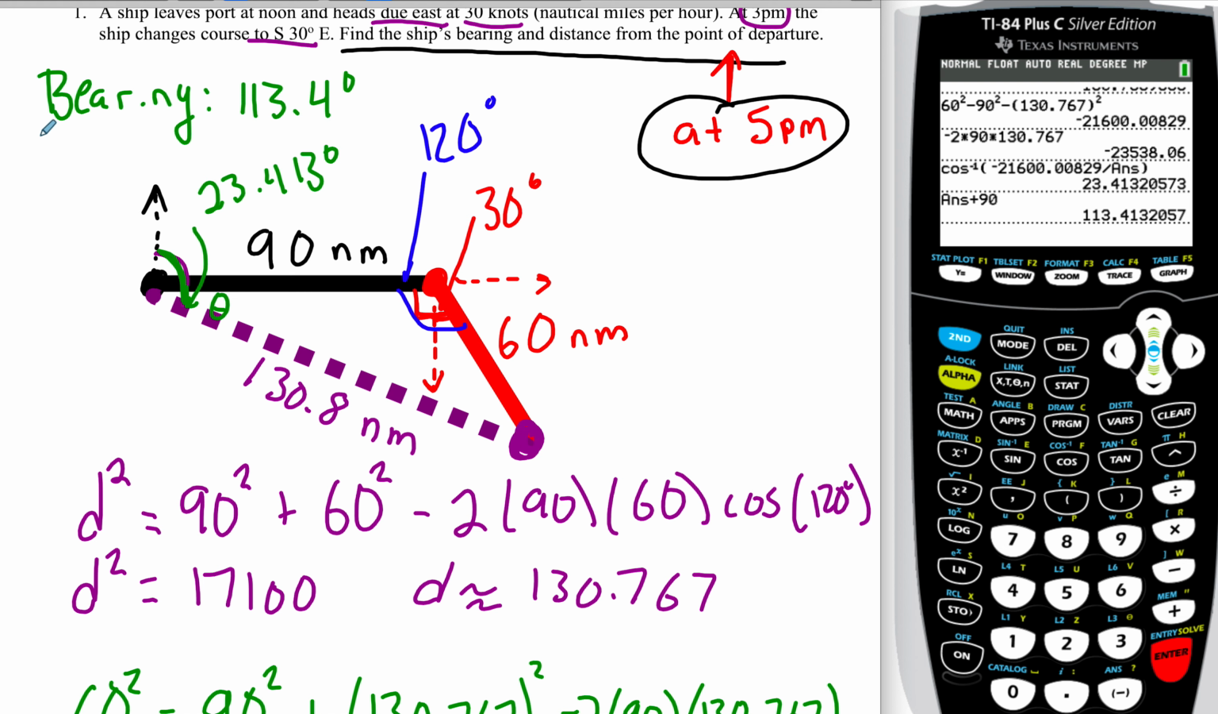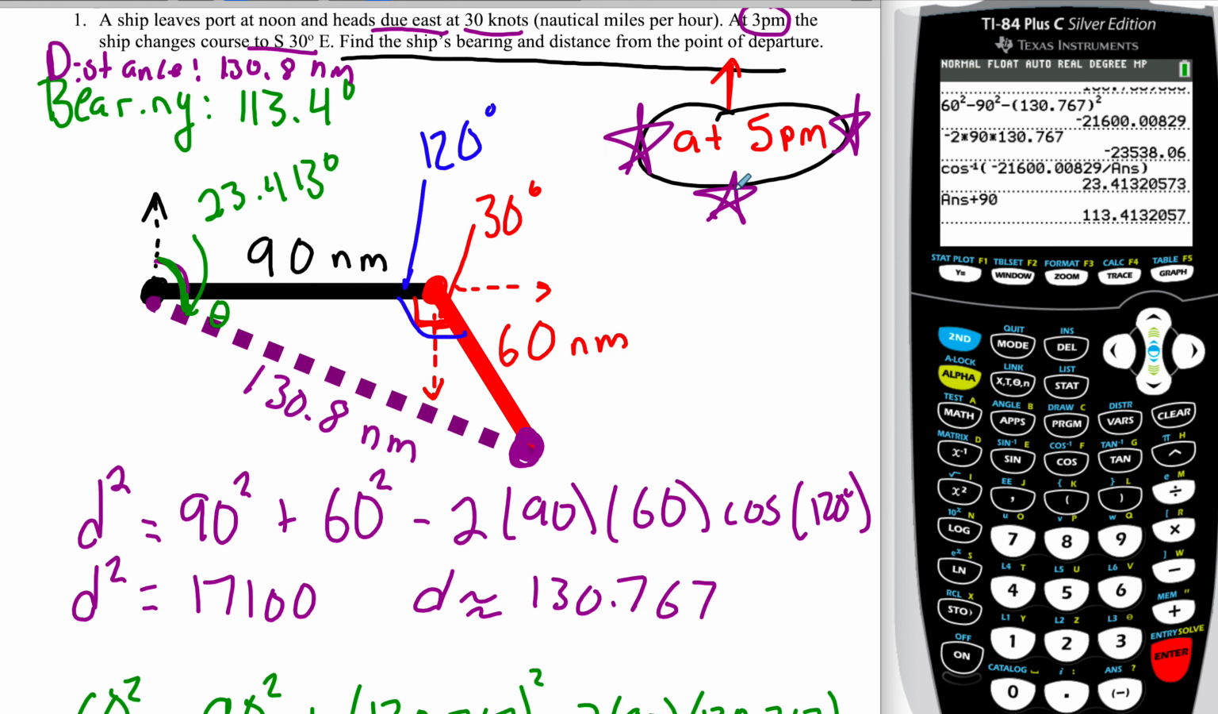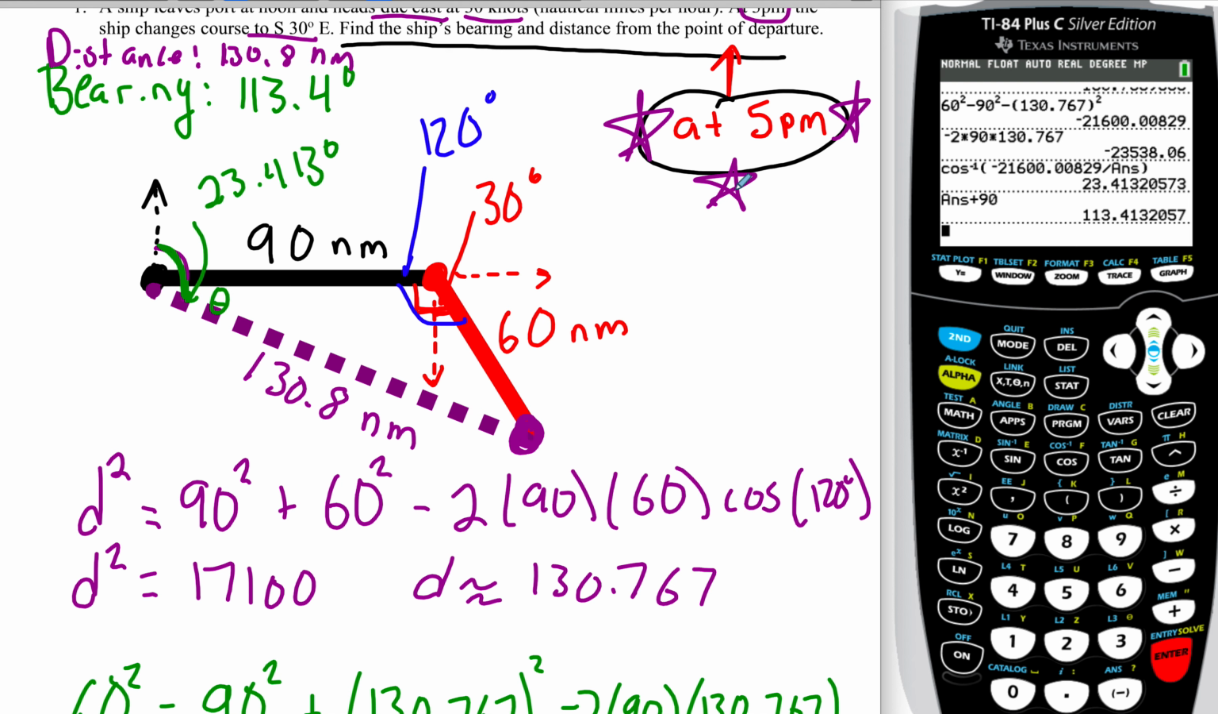And then we have a distance of 130.8 nautical miles. Again, remember the big assumption is I had to add the 5 p.m. Please make sure, because notice that I didn't give you enough information to be able to solve that. So if you were confused about how to solve the problem, maybe try to add the 5 p.m. in there and see if you can do that out.